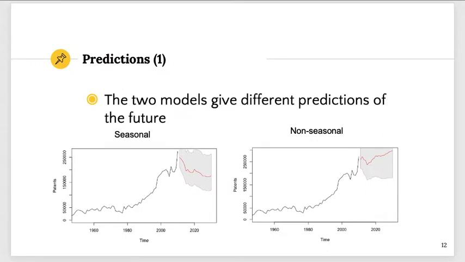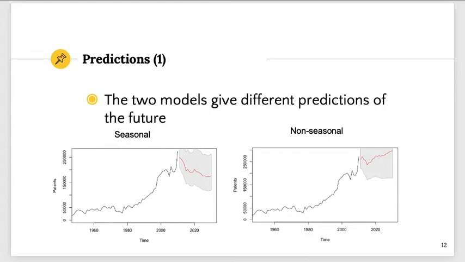And if we carry on to use these models for prediction, we see that they give very different predictions for the future. This is from the end of the data set and 20 years into the future. The seasonal model predicts that the growth is going to continue, but at a slightly lower rate, which I find kind of believable. Whereas the non-seasonal model predicts that it's going to return to values around 2000 and sort of play out there.